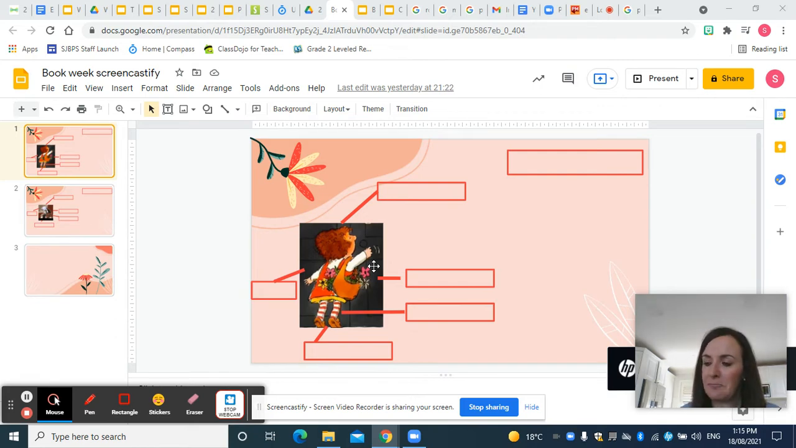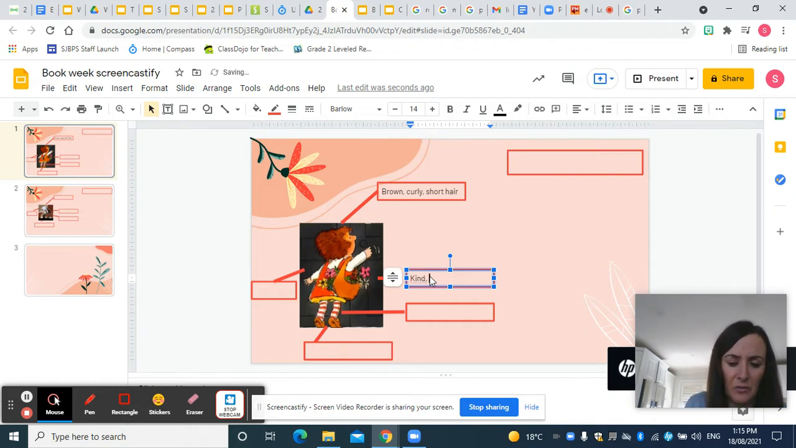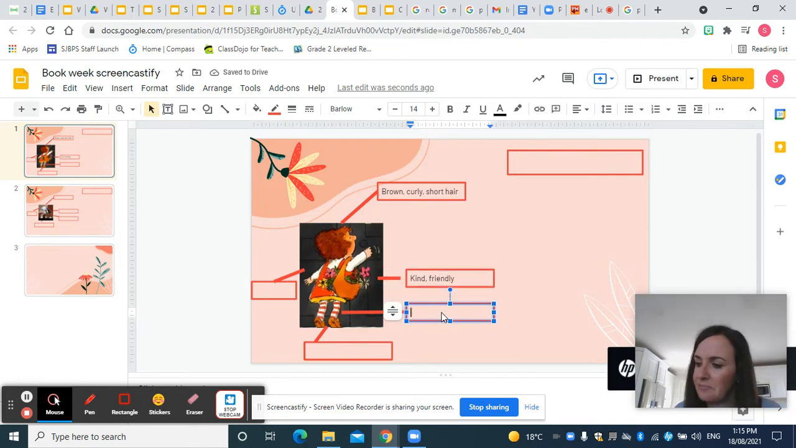So I'm going to begin by describing her brown, curly, short hair. And you can see that I've used a noun group to describe her hair. That's what we want to aim for, using noun groups. The next thing I'm going to describe is what she's like. She's very kind and friendly, isn't she, in the story? Very friendly to Mr Wintergarten.